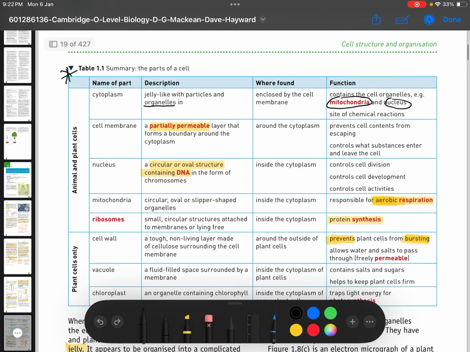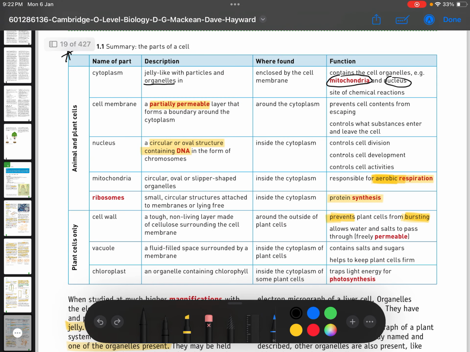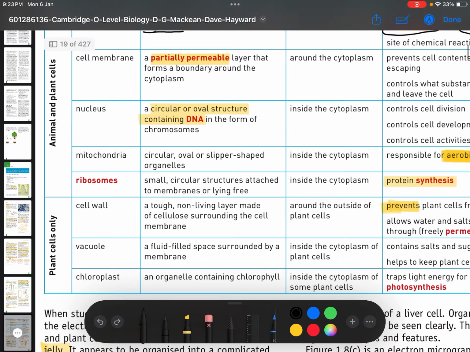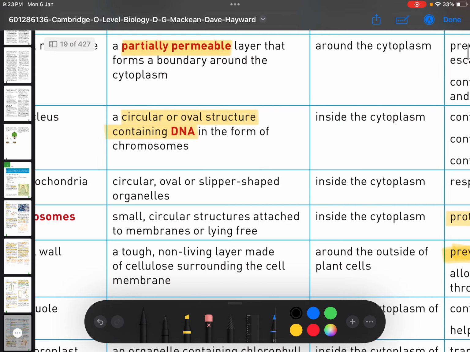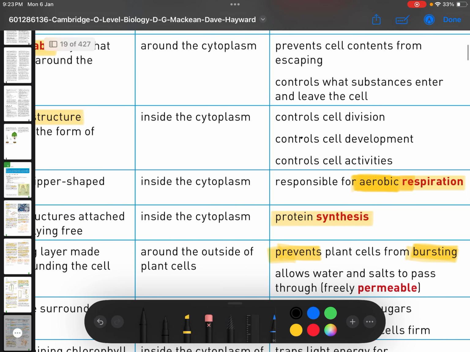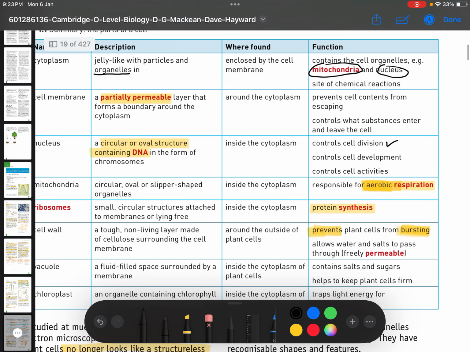It's a type of police mechanism. It sees what should enter and what should leave the cell. The nucleus contains the genetic material, which is basically DNA, in the form of chromosomes. And that nucleus basically helps in cell division.